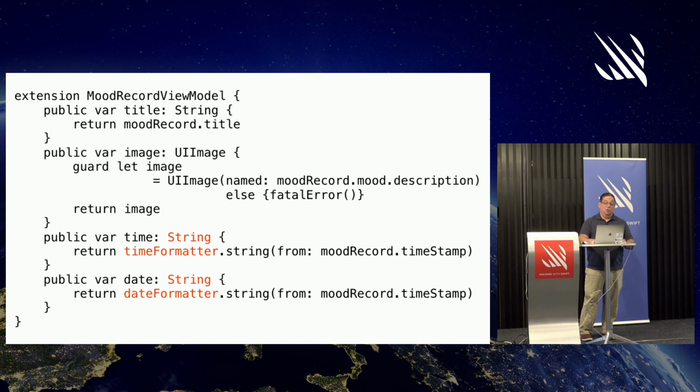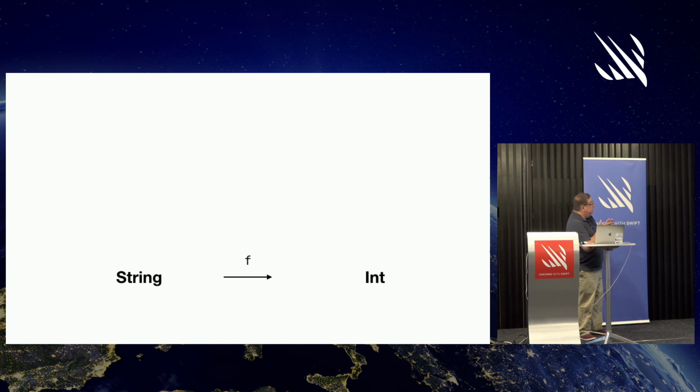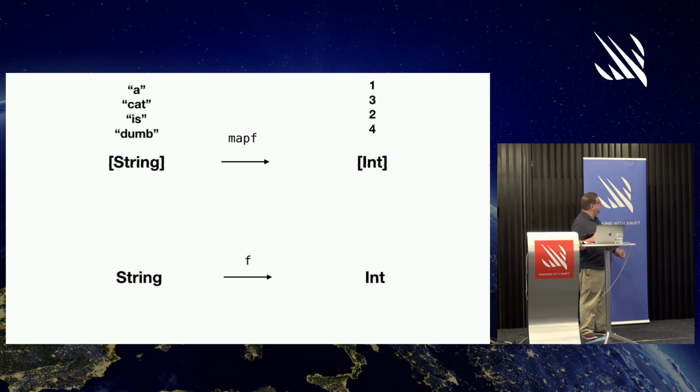Now, how does map work? If I have a function that maps a single string to a single int, for instance, it takes cat and it counts the number of letters in it and it gets 3. Then I lift it to the map of f, and we say lift because we draw it on top. And so if we have an array of strings, a cat is dumb, then the map of f moves each one over, and I get an array of ints, 1, 3, 2, 4.